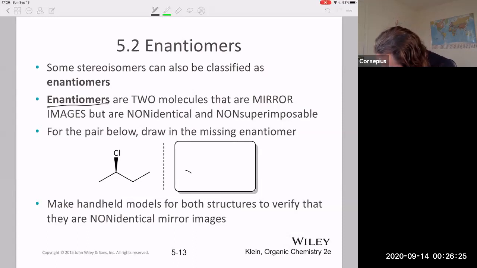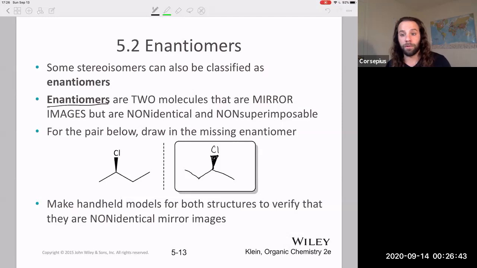So I'm just going to draw the mirror image of this. My chlorine atom there, right? So this would be a pair of enantiomers here.